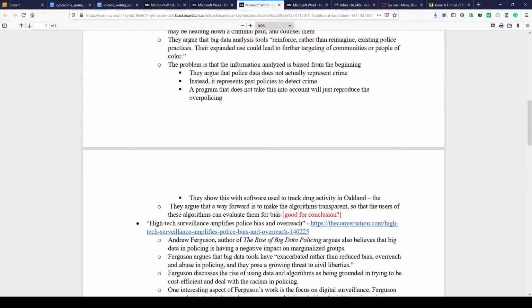for example, in this paper here, the authors said that a way forward is to make the algorithms transparent. And so I thought to myself, okay, I have to do a conclusion. So, hey, that to me is a nice way of concluding the paper. Here's a way forward. Let's make algorithms transparent, right?